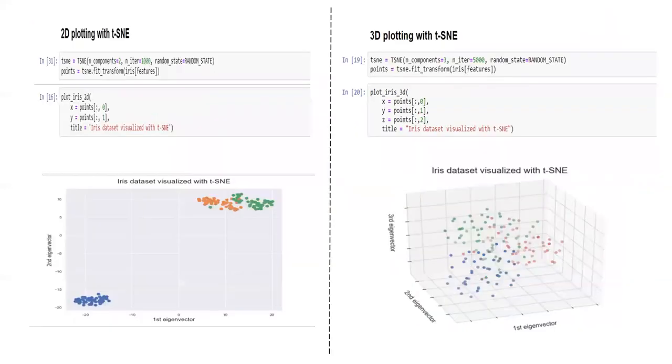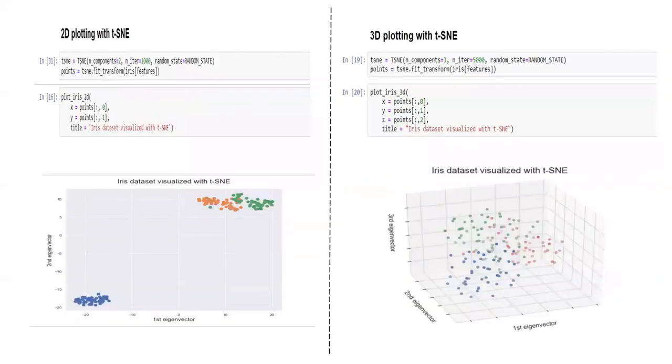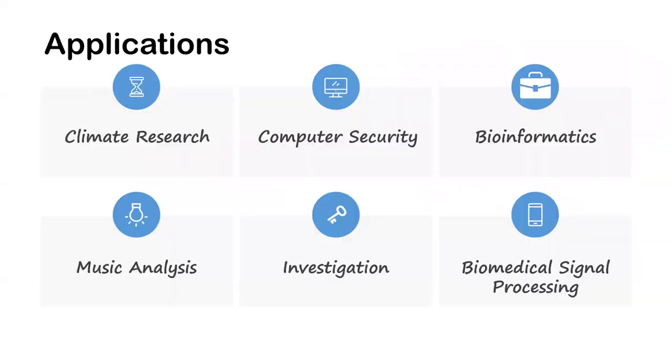Here, look at the graph after plotting using t-SNE. You can compare the graphs here. The clusters are created, right? Compare this graph with this graph, you can see the difference, and the left side one is the 3D, the same in 3-dimensional. So this is how it works.